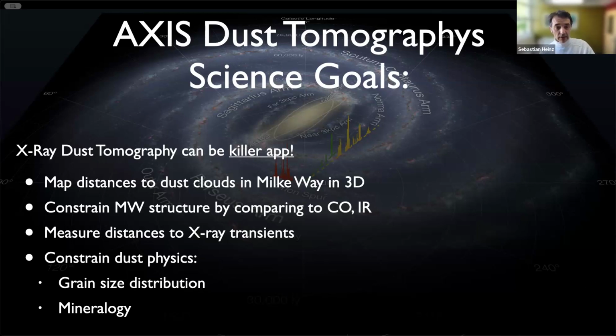In addition, we can hope to measure distances not only to dust clouds, but also to the X-ray transients inside the galaxy that cause the dust scattering that we see. And ultimately, we can also hope to constrain dust physics. So we can constrain the dust size distribution, which is important for understanding grain growth and destruction, as well as the mineralogy. So what is the actual chemistry and mineralogy of dust grains?